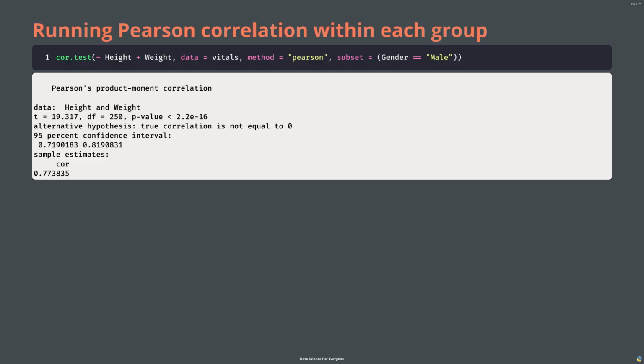To focus on just one gender group, we add the subset argument to the cor.test function. For example, we can isolate the males by setting the subset argument to gender equals to male.